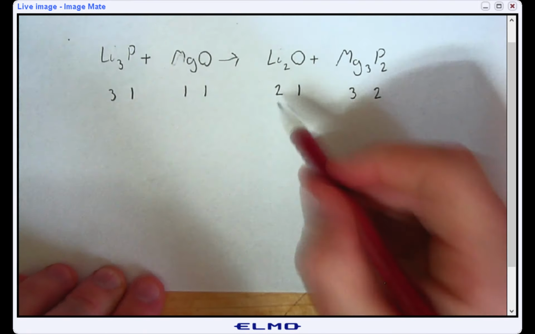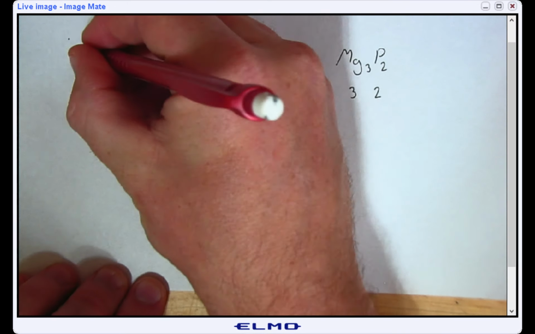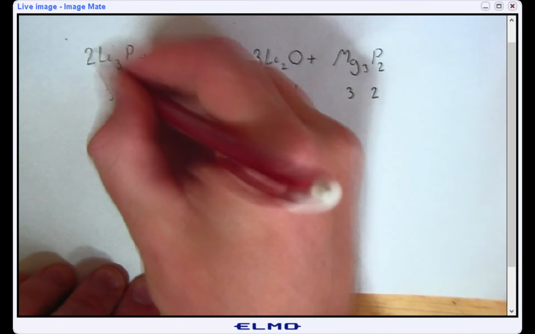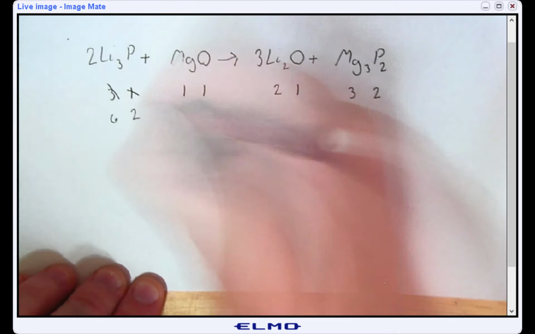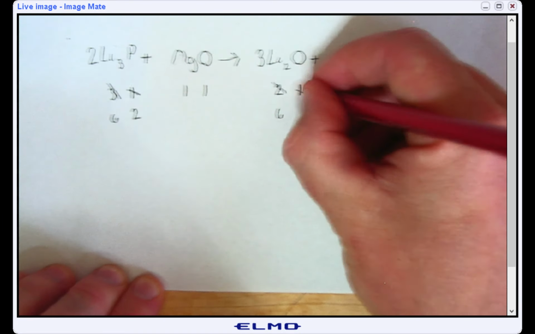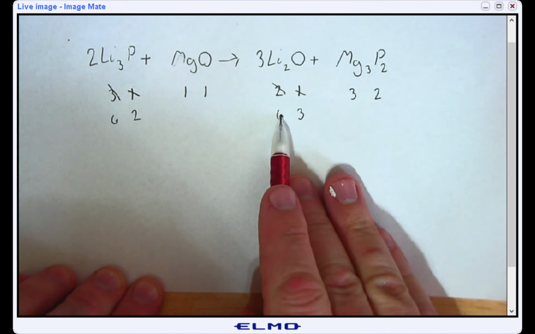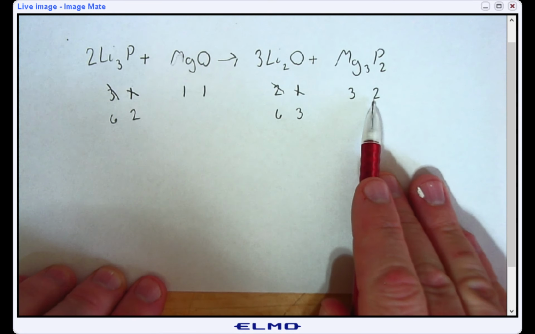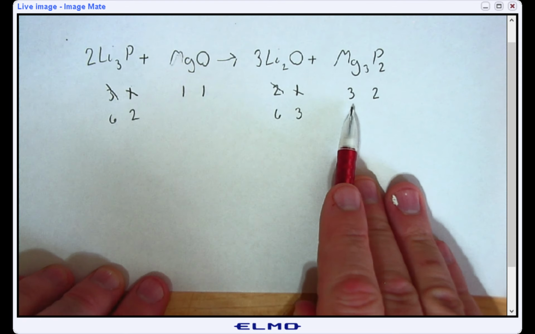So 3 lithium, 2 lithium. What does 3 and 2 both go into? 6. So I need to multiply this by 2 and that by 3. 2 times 3 is 6. 2 times 1 is 2. 3 times 2 is 6. 3 times 1 is 3. 6 lithium. 6 lithium. Yay! 2 phosphorus. 2 phosphorus. We're pretty good so far. 1 magnesium. 3 magnesium. Okay, we got to fix it.